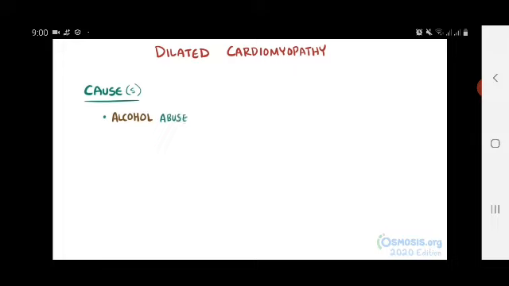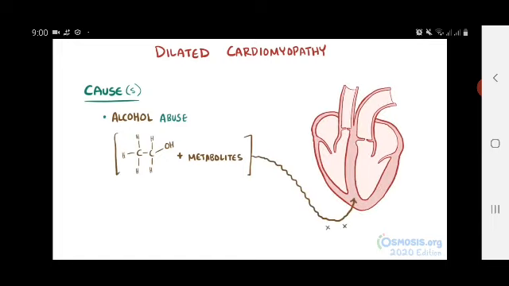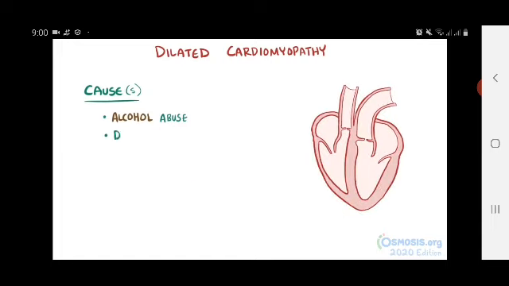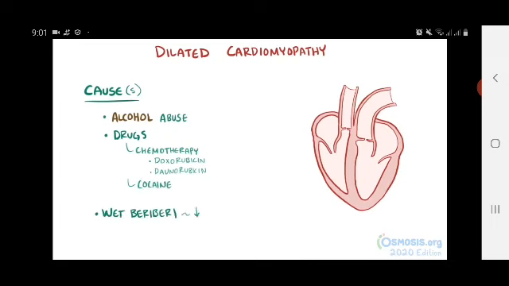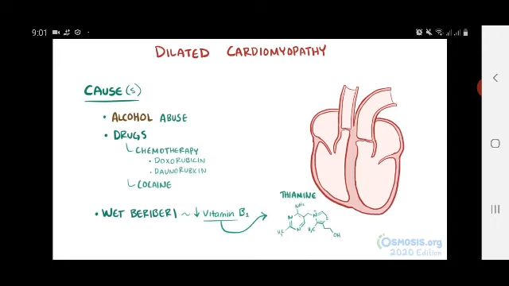Also, alcohol abuse is strongly linked to dilated cardiomyopathy, since alcohol and its metabolites have a direct toxic effect on the myocardium. Similarly, certain drugs can also be a cause, including chemotherapy drugs like doxorubicin and daunorubicin, but also drugs like cocaine. Also, wet beriberi, which is having too little vitamin B1, aka thiamine, can lead to dilated cardiomyopathy.